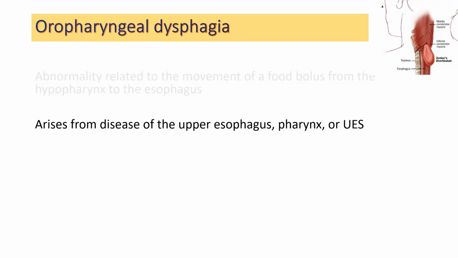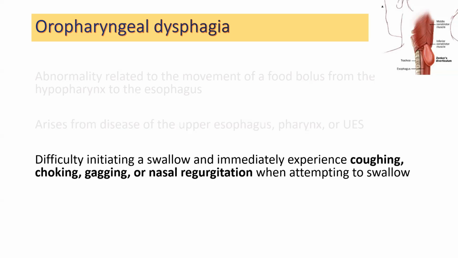In oropharyngeal dysphagia, the disease arises from the pharynx or the upper esophageal sphincter, the UES. There will be difficulty if the sphincter is not innervated well, or the stimulation from the nervous system is not good, and we will see oropharyngeal dysphagia. When we have difficulty initiating a swallow, we experience cough, choking, gagging, or nasal regurgitation. These happen because of oropharyngeal dysphagia. For example, someone with a Zenker diverticulum, when he tries to swallow, will suddenly experience cough, choking, or nasal regurgitation.